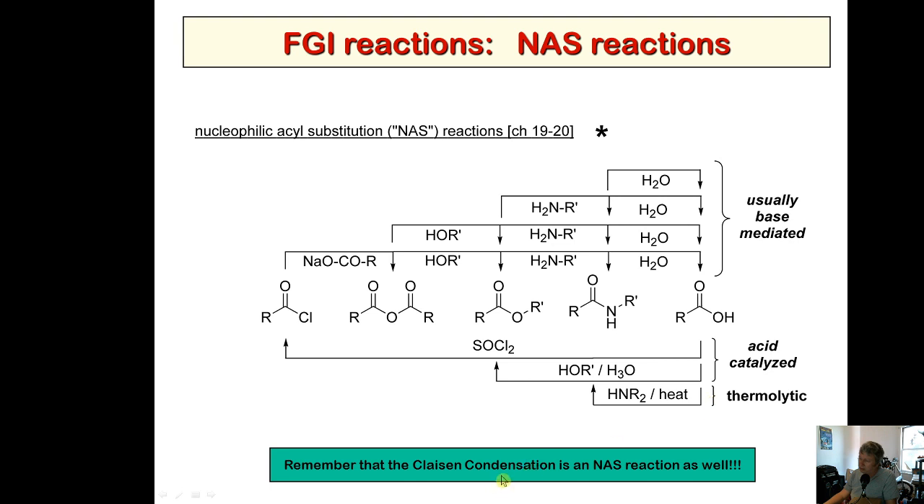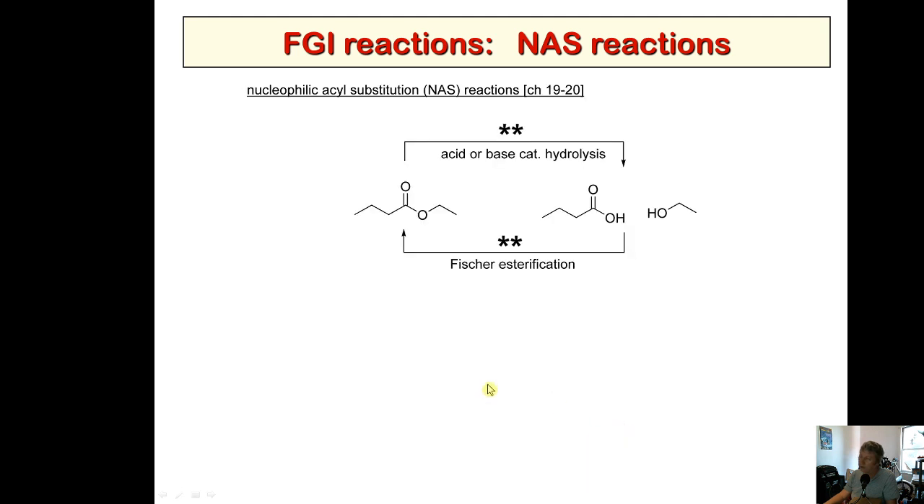Remember that the Claisen condensation is also an NAS. That was esters reacting with esters to make beta ketoesters. Okay, these are just kind of cool. So it's sort of a cyclic process. Of course, I can go from an ester to a carboxylic acid and an alcohol using acid or base catalyzed hydrolysis. Good reactions to know.